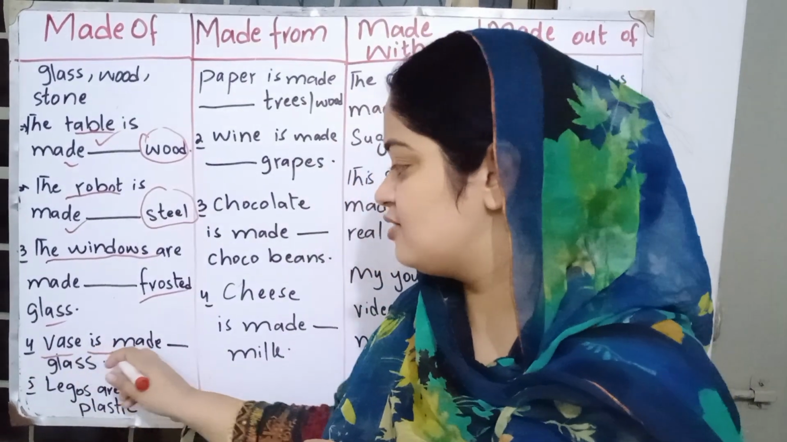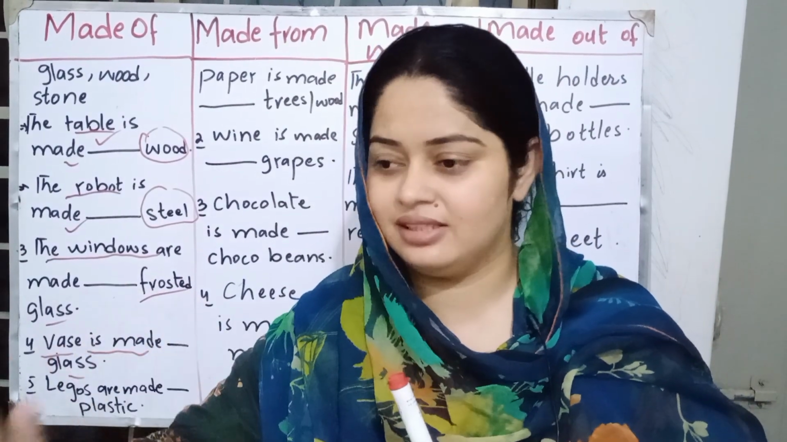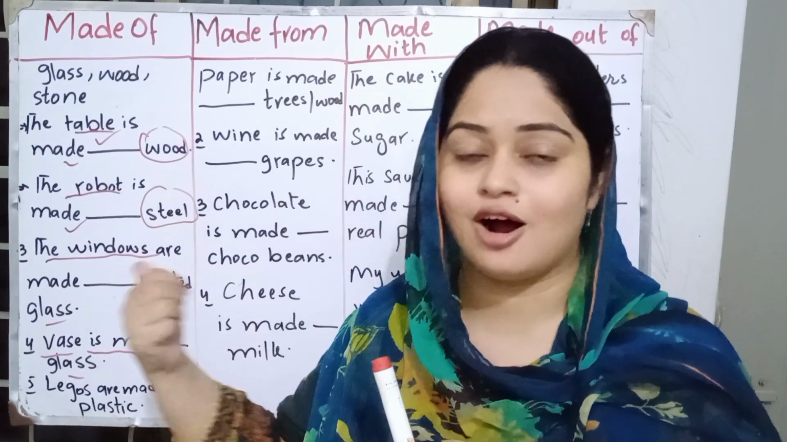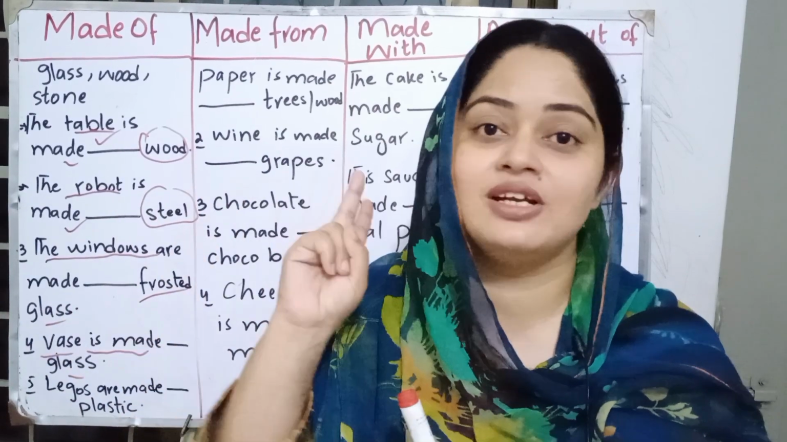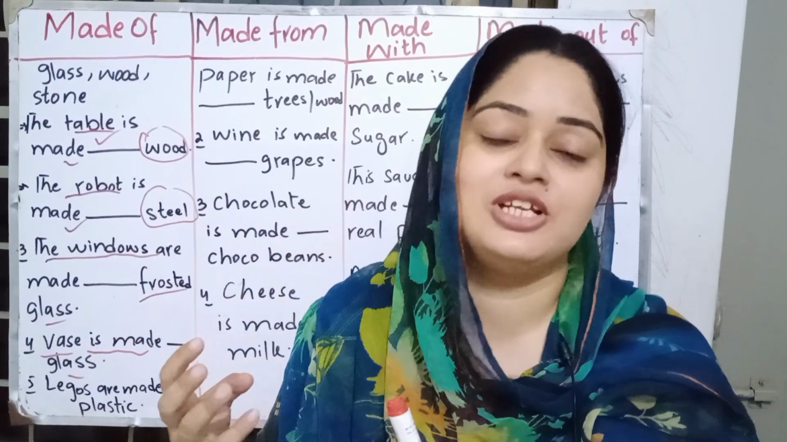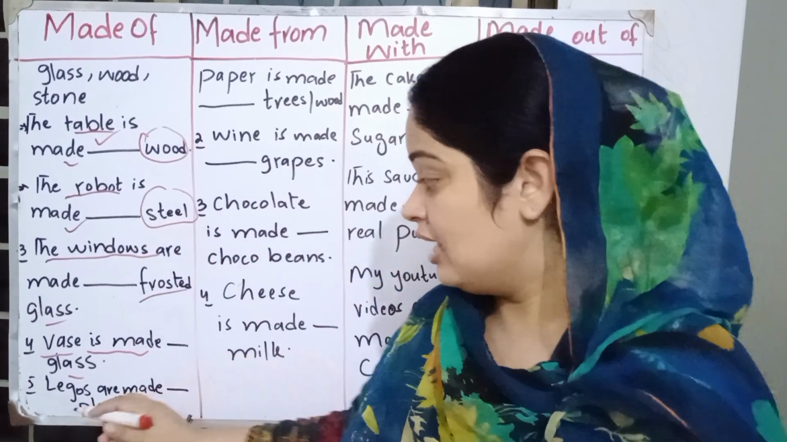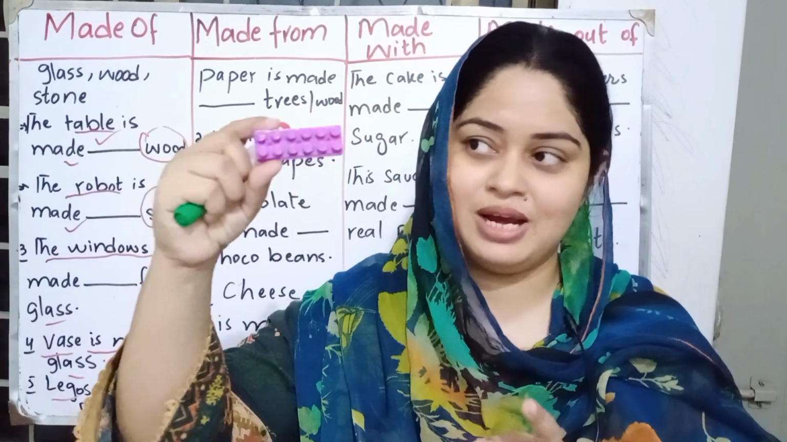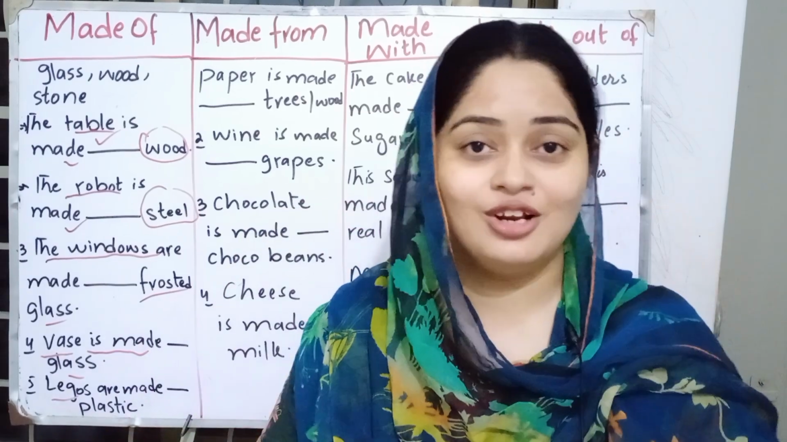The vase is made of glass. We can see that this vase is made of glass. We can get back the glass out of the vase. First we can recognize, then the second option is very important: we can get back the original material from the thing. Logo means this. The logo is made of plastic. We can recognize it, and we can get back the plastic out of the logo.